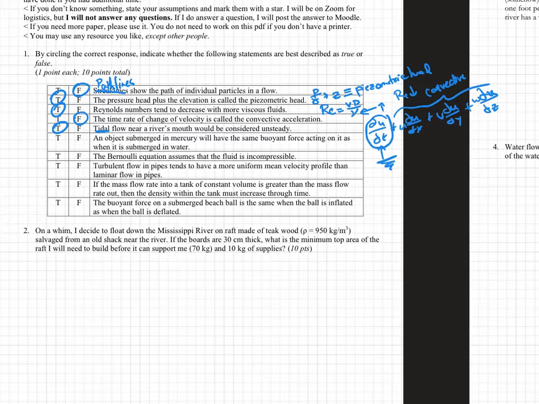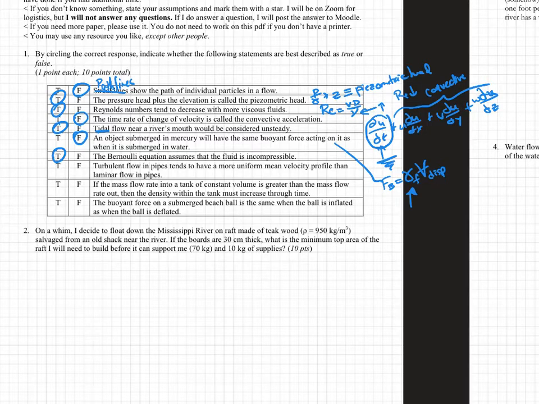Okay, an object submerged in mercury will have the same buoyant force acting on it when it's submerged in water. The buoyant force equals gamma of the fluid times the volume displaced. So if you change the fluid, you change the gamma of the fluid, and that's going to change the buoyant force. So this is false. The Bernoulli equation assumes that the fluid is incompressible. It does. There were 4 assumptions for the Bernoulli equation. I don't know if I can name them all off the top of my head, but: along a streamline, incompressible, steady, and inviscid, so no viscosity.